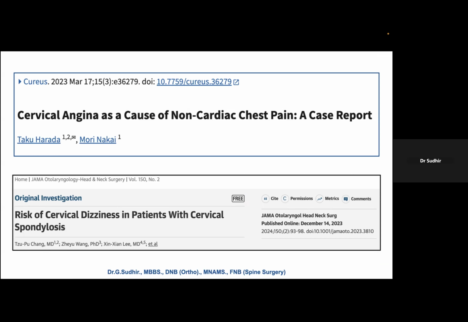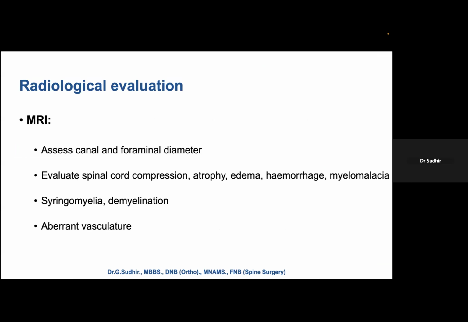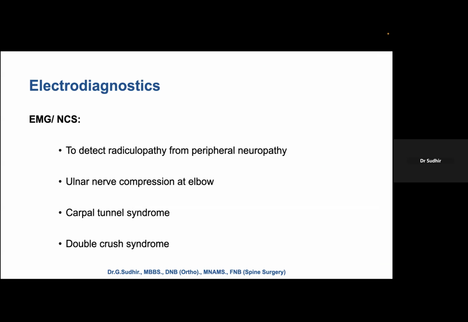And again, when you are suspecting vertigo or dizziness in these patients, you get an ENT opinion, rule out BPPV, and then you take cervical spondylosis into consideration. Finally, X-rays. The other speakers will be discussing X-rays and MRI to rule out cervical spine pathology, disc, and other things. And finally, electrodiagnostic EMG and NCS, when everything is not fitting in.